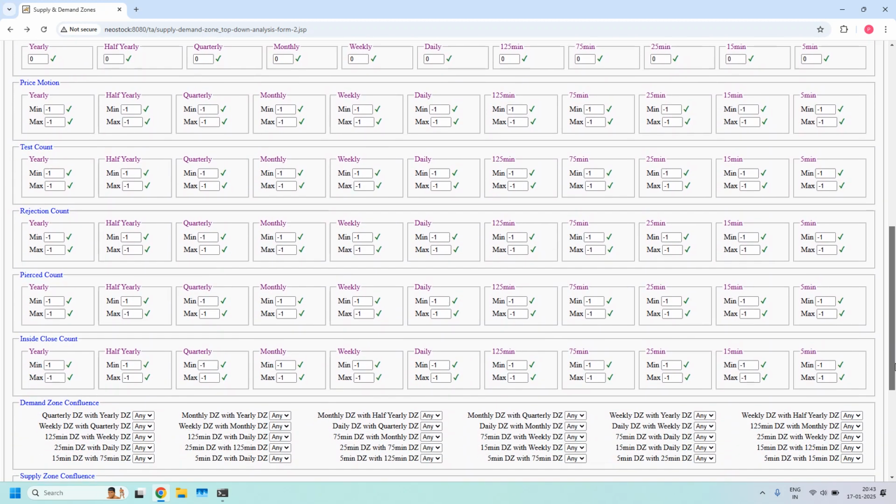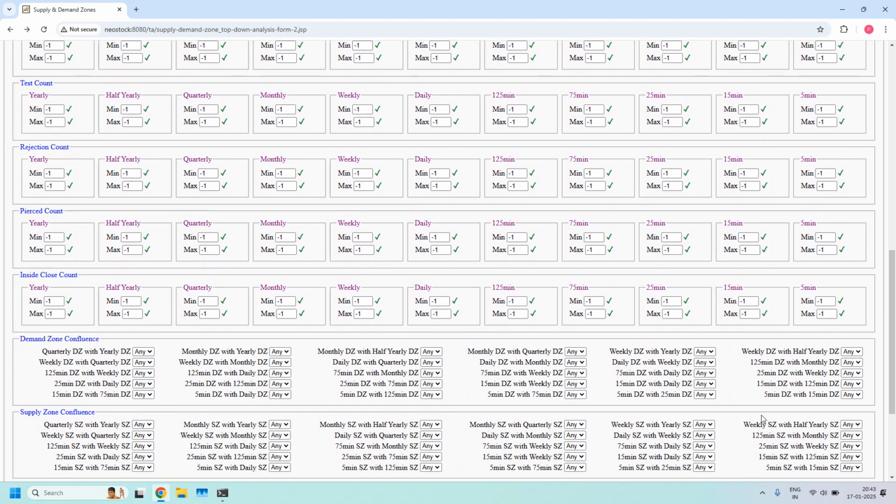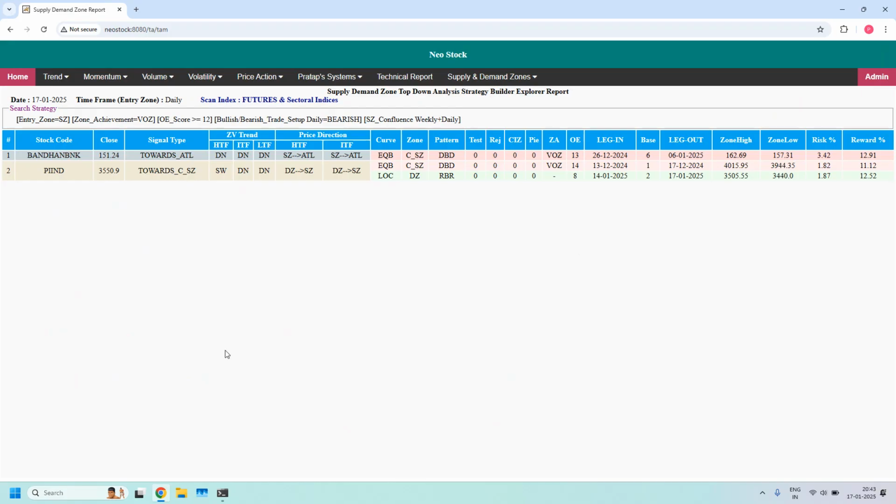So in the supply zone confluence, I should set the filter daily supply zone with weekly supply zone confluence. With this filter, both the stocks are filtered. That means in both these stocks, these daily supply zones are part of the weekly supply zone, and weekly trend is down in both the stocks. Because the daily is part of weekly, and if the weekly supply zone has weekly EMA confluence, that could be an even more high probability trade setup supported stock.